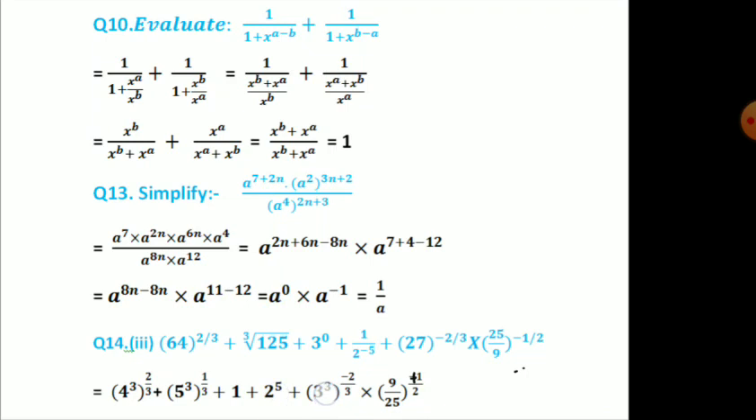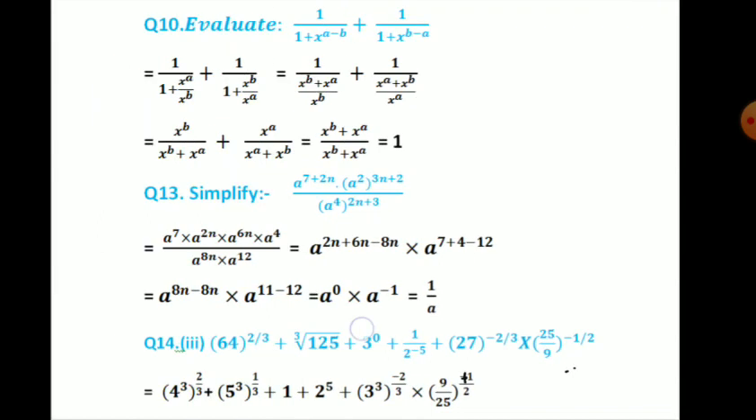plus 27 to the power minus 2 by 3. Now can we write 27 in a cube form? That is 3 cube. So I've written it here as 3 cube whole to the power minus 2 by 3 into, now 25 by 9 whole to the power minus half. To convert this power minus half into plus half, we will have to take the reciprocal of the number, that is 25 by 9 will become 9 by 25. Therefore, the exponent will convert into positive sign.